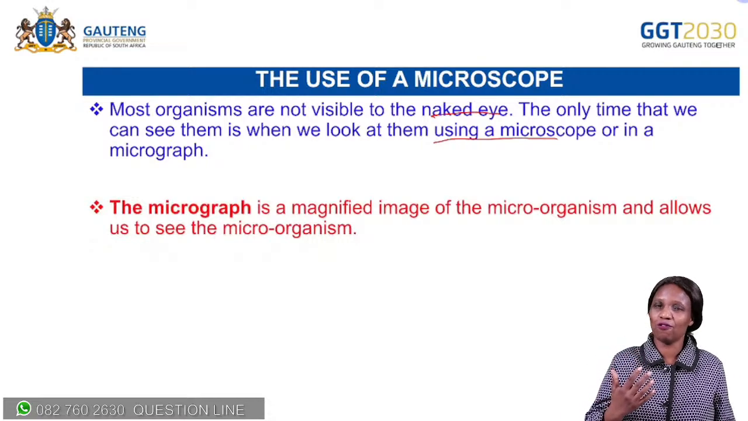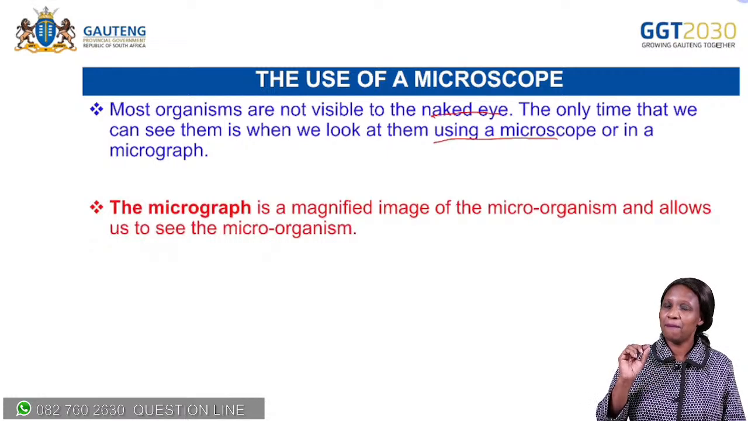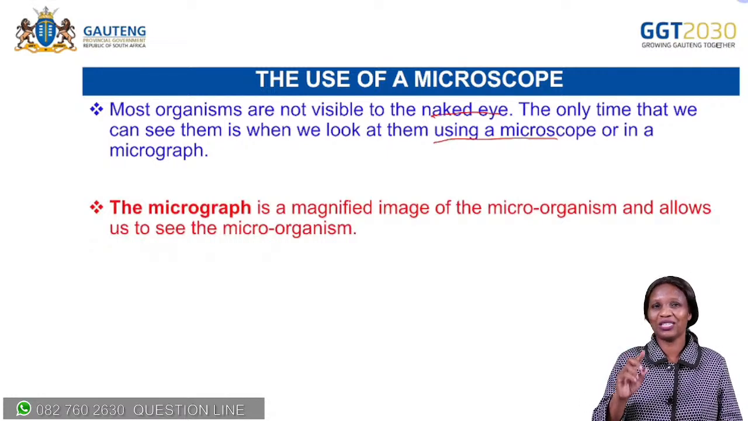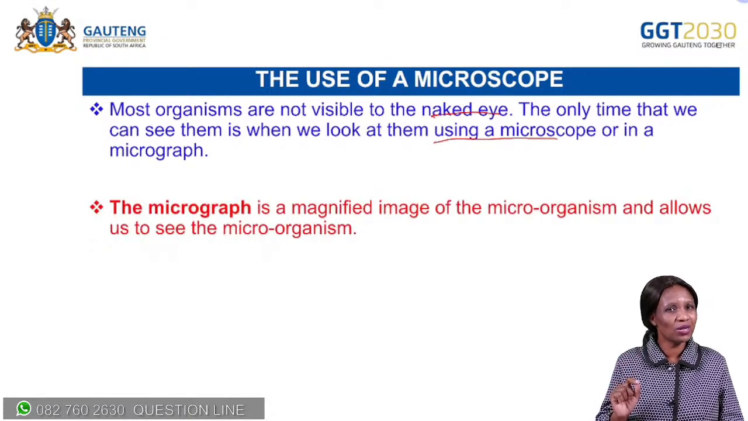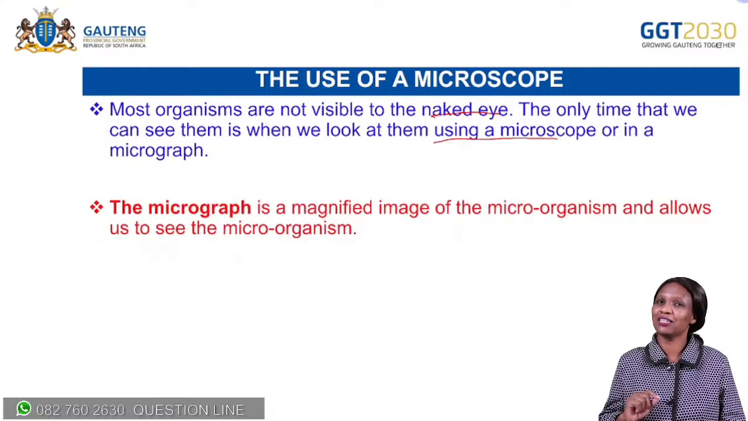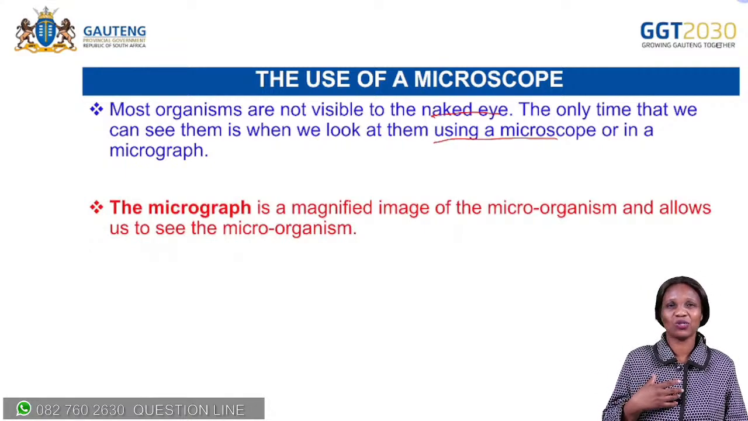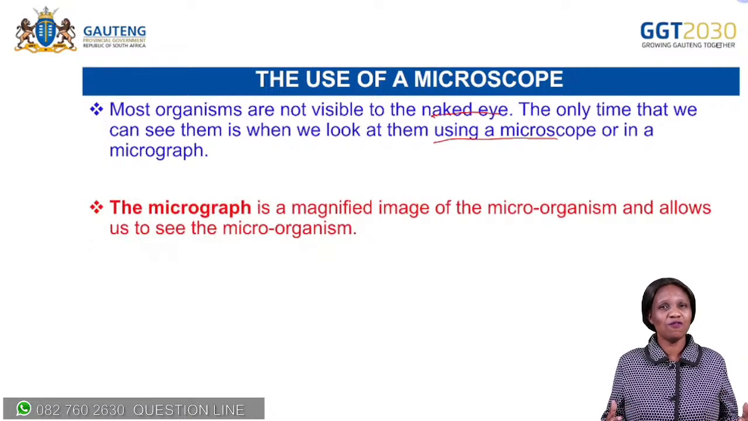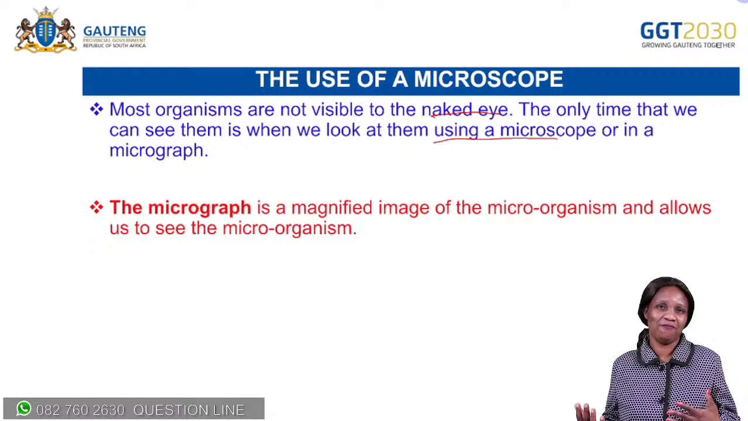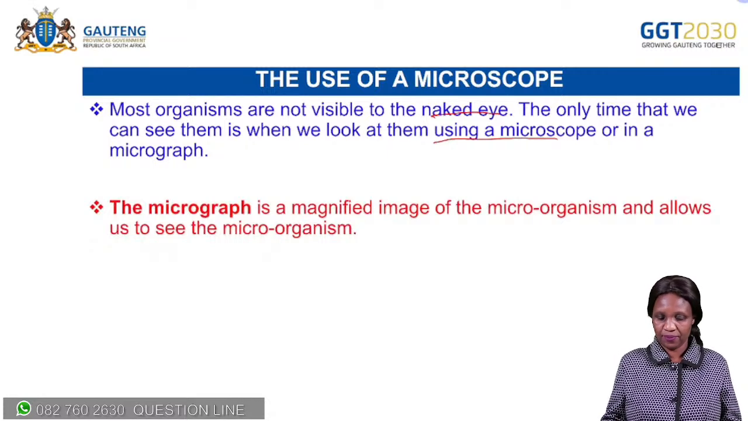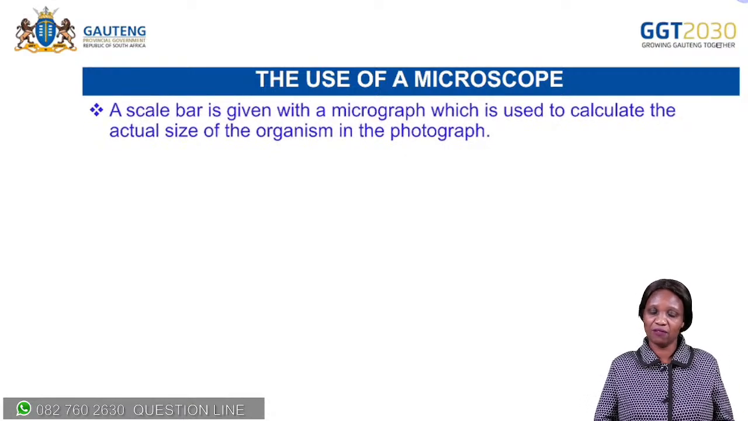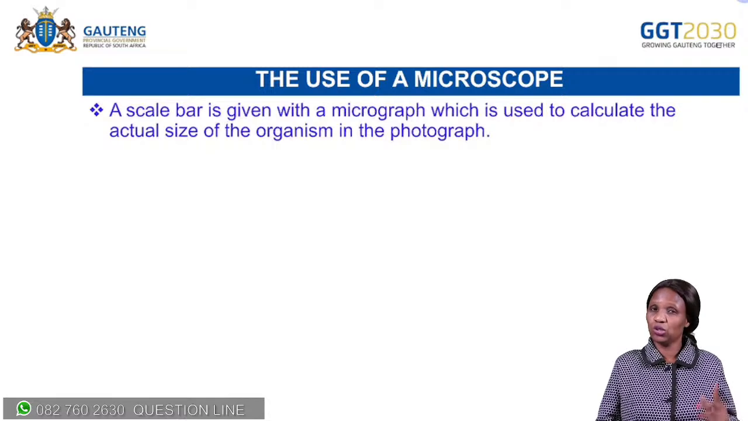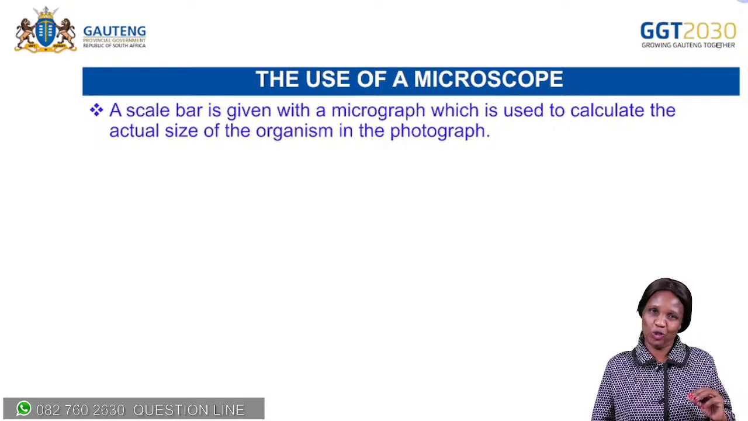If we magnify an image, it will appear larger than it is. Then it will be easy for us to see the microorganism, because we cannot see the microorganism using our naked eyes, but we can only see them when we have magnified them. We can see them through a microscope, through a magnifying glass, or even through a what? A micrograph. All right. And then there is a scale bar given with a micrograph, which is used to calculate the actual size of the organism in the photograph.